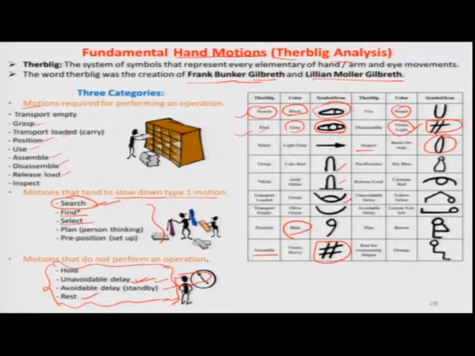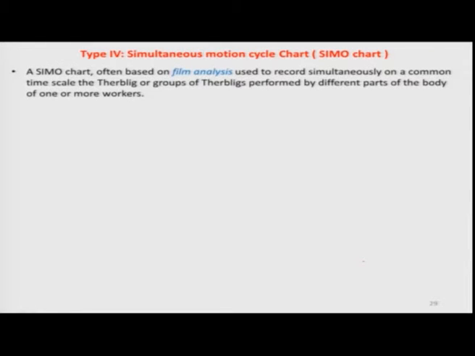Okay. And these symbols and color codes are used in a motion study. We will use them in a chart that is called the simultaneous motion cycle chart, that is called the SIMO chart. Here we will use those therbligs to make a SIMO chart. What is the SIMO chart? It is a chart, often based on film analysis, used to record simultaneously on a common time scale the therblig or group of therbligs performed by different parts of the body of one or more workers.